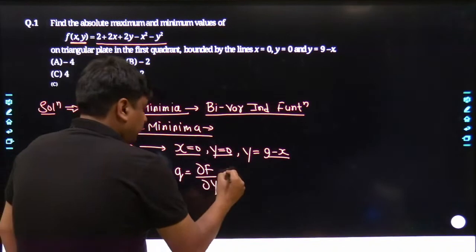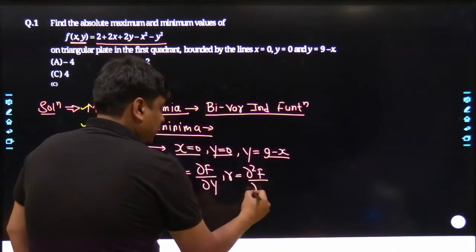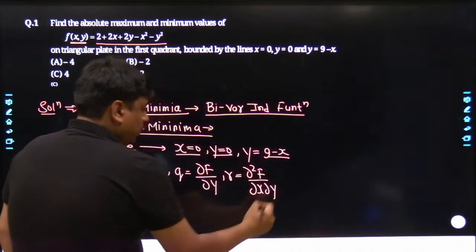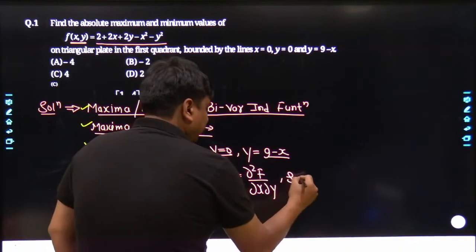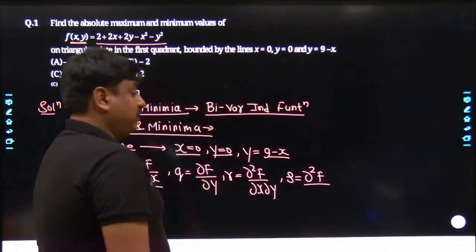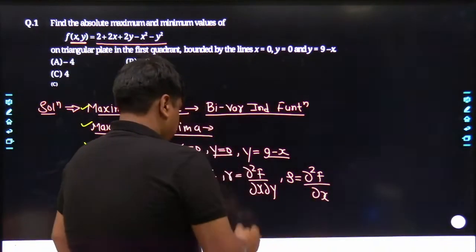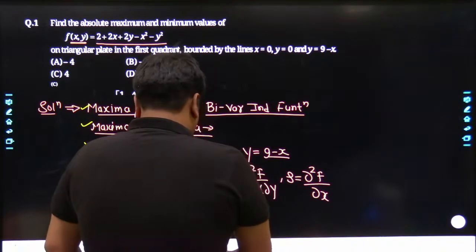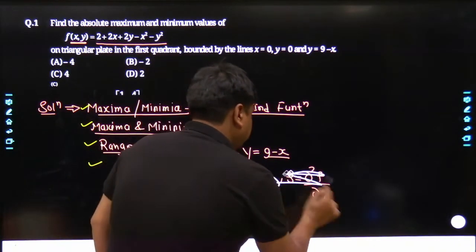Here goes r, the partial differentiation of f along with x as well as y. Once we are done with this, we move ahead with the next factor. We call it the s factor, which is nothing but the partial differentiation of f with respect to x two times. Just a minute, there was a mistake over here. Let me rub this out.